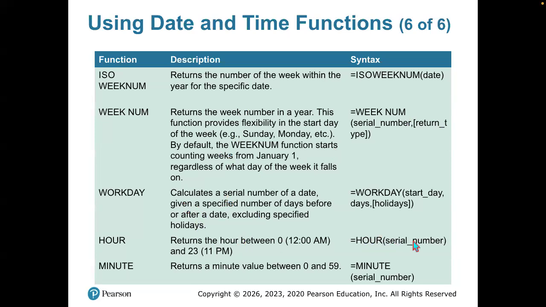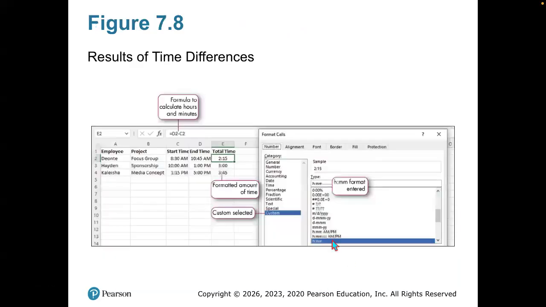I could say the hour of a certain date, let's say, or a certain time. So our times are also going to have serial numbers as well. So I can also format them using hour and minute, just like how I would extract a day, a month, a year. I can extract hours and minutes freely as well from there.